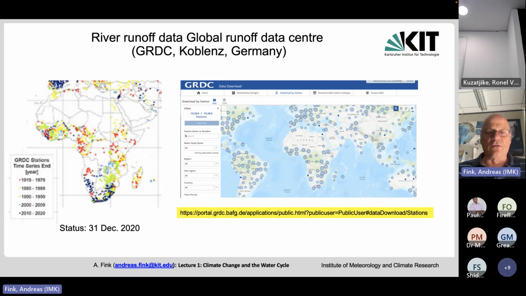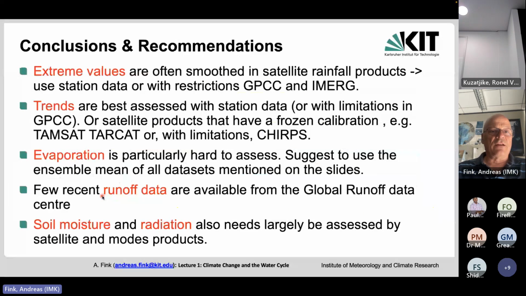And I mean, these dots look better than reality. When you go to the page, you will see there are lots of data gaps. So of course, getting stream flow data is another challenge. So here is my conclusion. Often you are interested in looking into extreme rainfall. The satellite products are heavily smoothed, so use station data. That would be my recommendation.